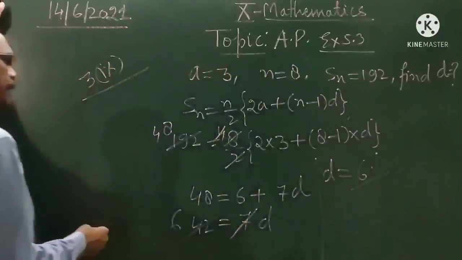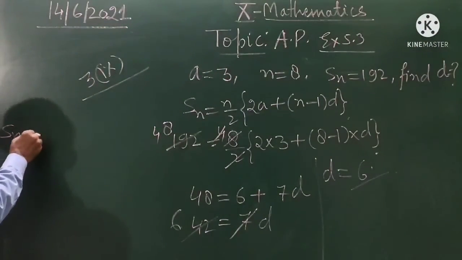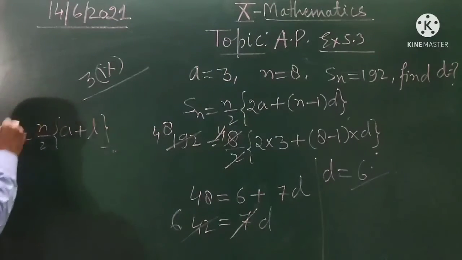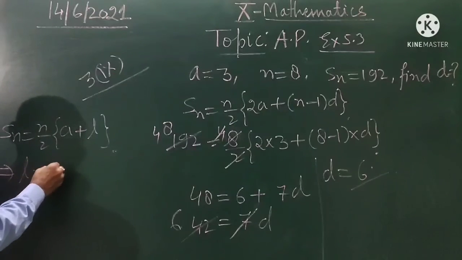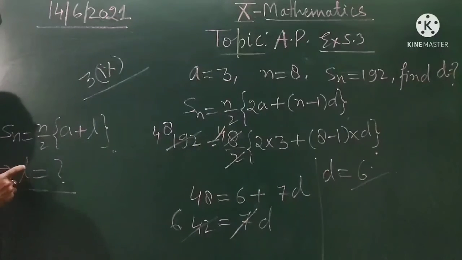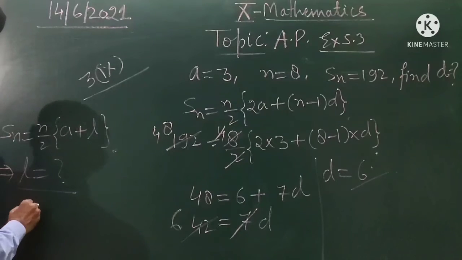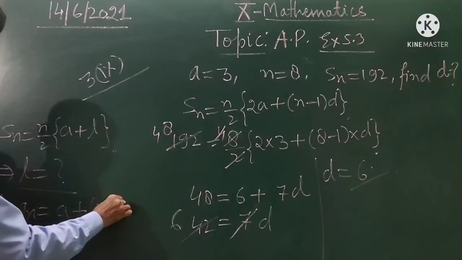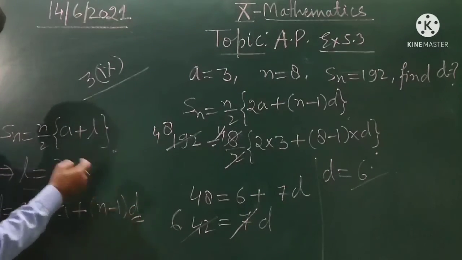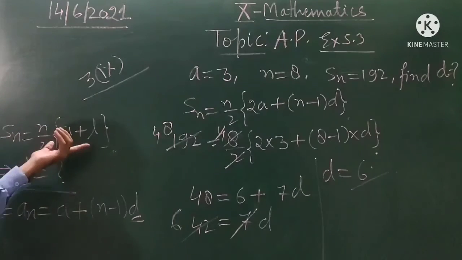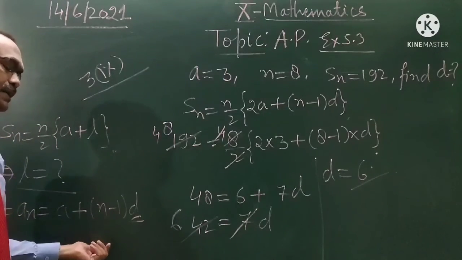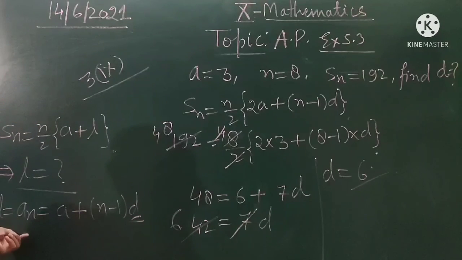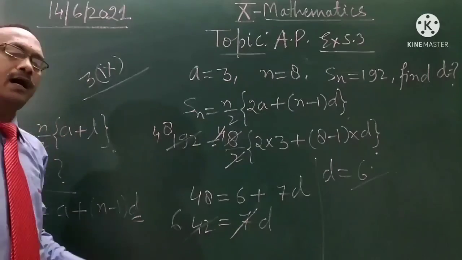Student, if we use this formula Sn equal to n by 2 into a plus l, then d is not here. So first of all we will find l. When l is there, last term is given, then by using the formula l equal to an, a plus n minus 1 into d, then we find the value of d. So if we use this formula, then it is a tedious method because here d is not given. So first of all we will find l and then we find the common difference.